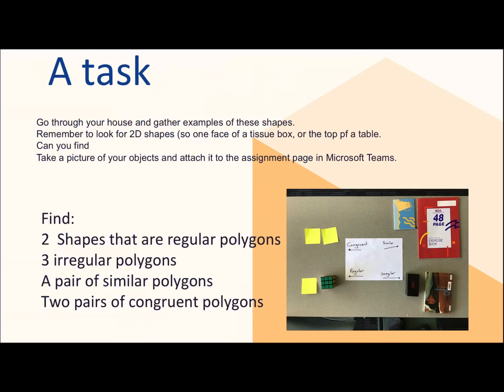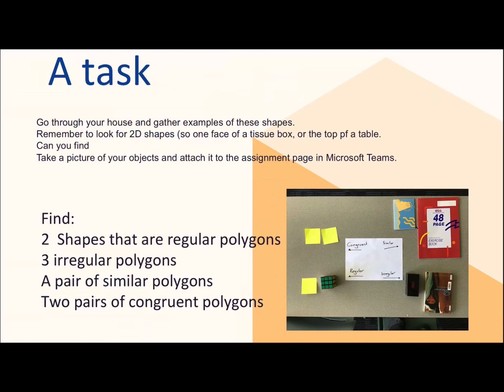So you're going to look for some 2D shapes. So not a 3D object. You might get a tissue box and the 2D shape would be one face of it. So it might be the base of that tissue box is a rectangle. So you could have a look at that and say it's congruent to the top of the tissue box because they are both exactly the same size and exactly the same shape.